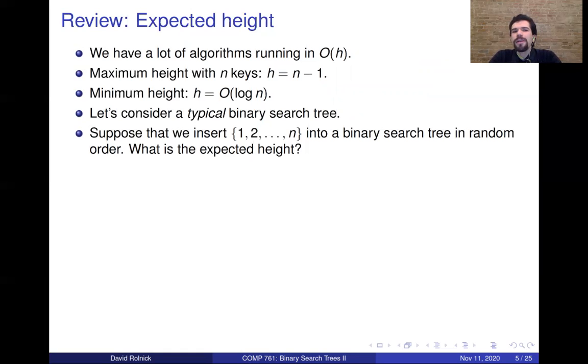So let's consider a typical binary search tree. There are different ways to define typical, as we'll discuss in the problem set. But suppose this is our notion of typical: we insert 1 through n into the tree in random order, starting from nothing. What is the expected height?